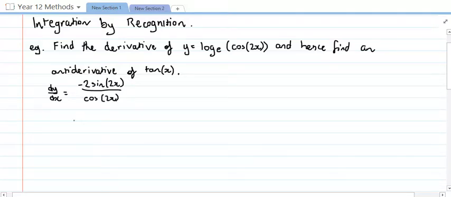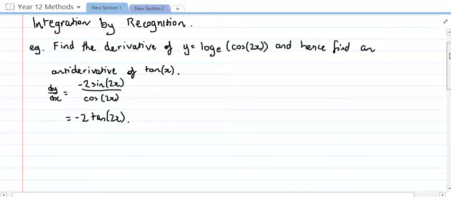So we have negative 2 sine 2x divided by cos 2x, which is just going to be equal to negative 2 tan 2x. Now that's pretty handy, okay? That's looking close to what we have right here, but it's not quite what we want.